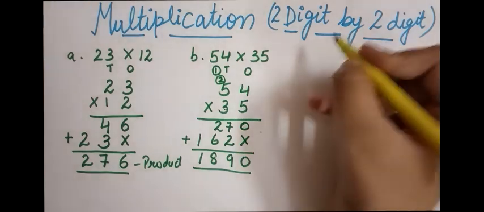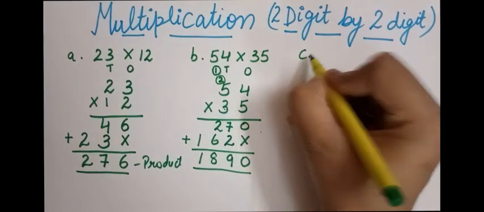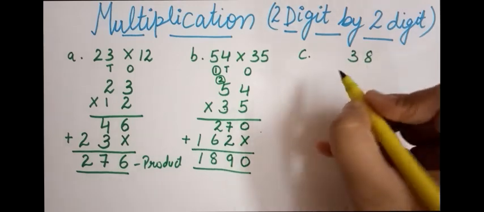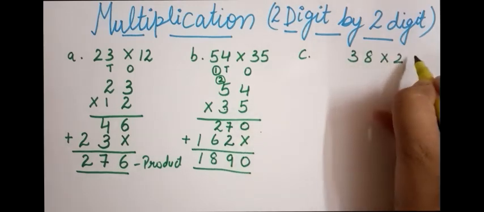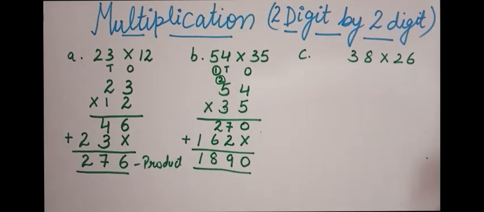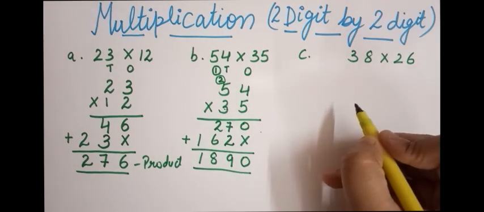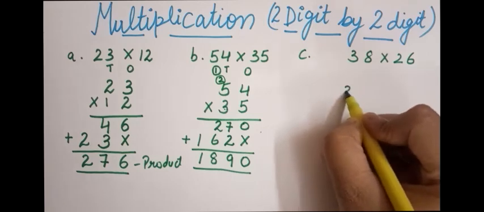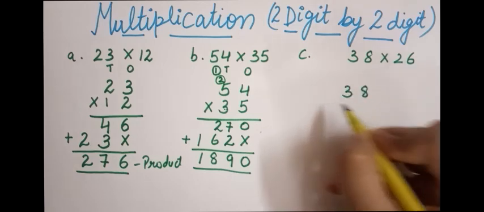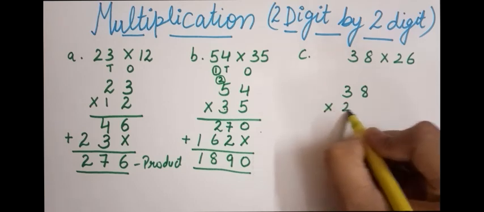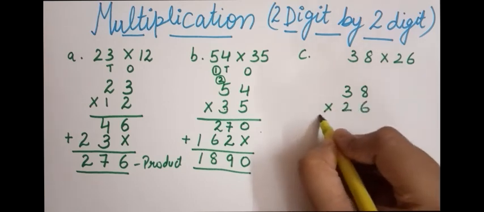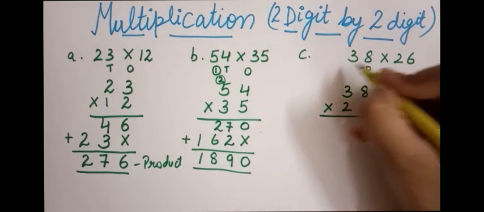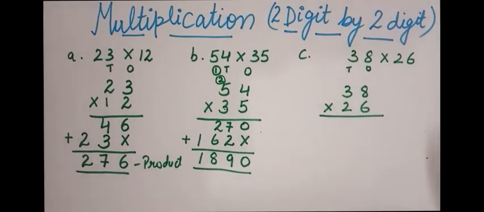Okay, now coming to the last one, the C part. 38 multiplied by 26. So let's see how we can do this. So again remember the steps. Here I'll be arranging it in columns. So 38 I have written here, multiply 26. Then I'll sketch a line and at the top I'll be writing the places. So here ones and here it is tens.